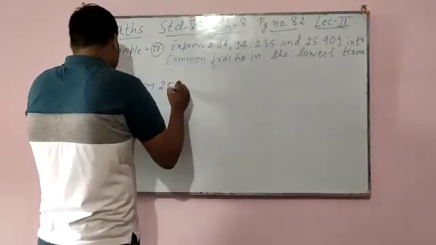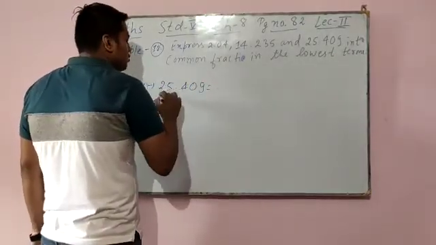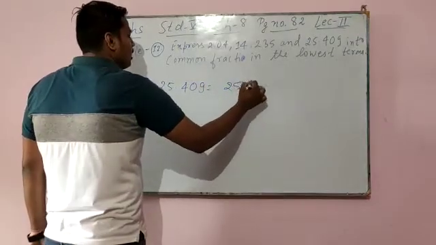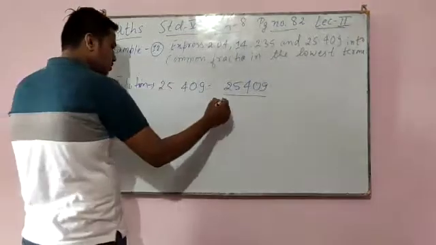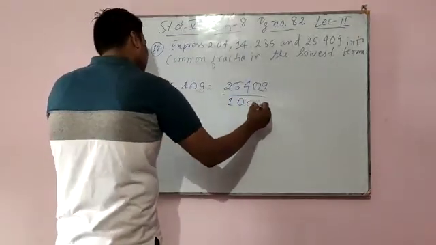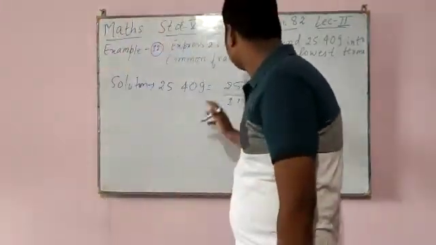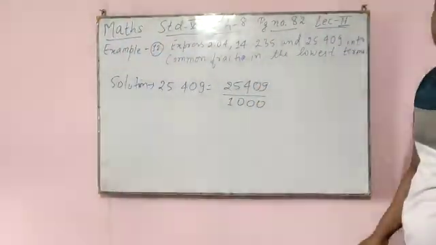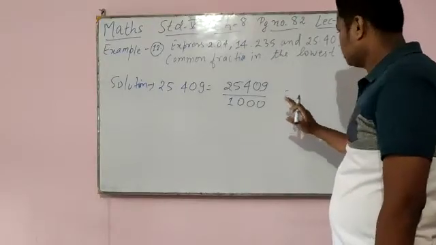25 decimal 409. So write all the number 25409. Decimal take it as 1. After decimal 3 number means 1000. So you cannot cross 25, it will not cross in any table. So just again change it into mixed fraction. How to change into mixed fraction?